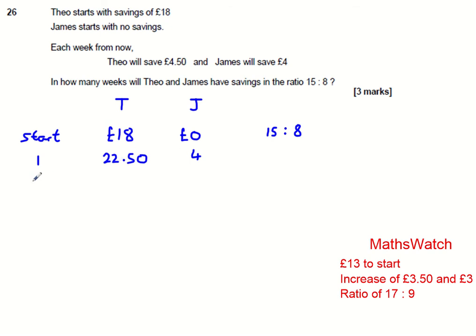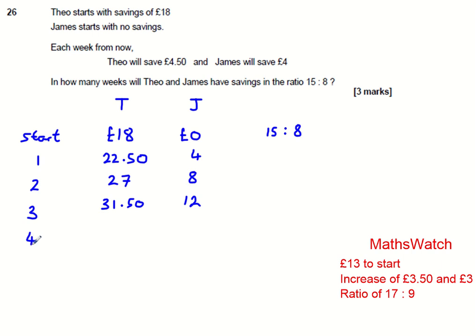When I go to week 2, I'm adding on another £4.50, which takes us to 27, and adding on another 4, which is 8. Well, 27 to 8 is not the same as 15 to 8. 27 and 15 are different numbers. Keep going. Week 3, adding on £4.50, it's 31.50, and then 12. So 12 would be adding half of 8 on top, so adding 4 on, so adding half of 15 is 7.50, that would be 22.50. That's not the same, so it's not the same ratio.